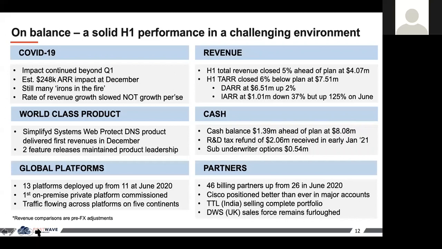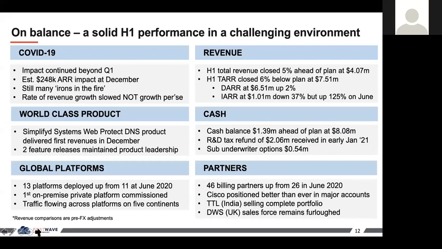COVID-19 impacted performance beyond Q1, as you've seen. To date, we estimate the impact is deferral of around $248,000 in annualized recurring revenue, but we still have many irons in the fire, and it is the rate of growth which has been impacted, not the compounding revenue growth itself per se.